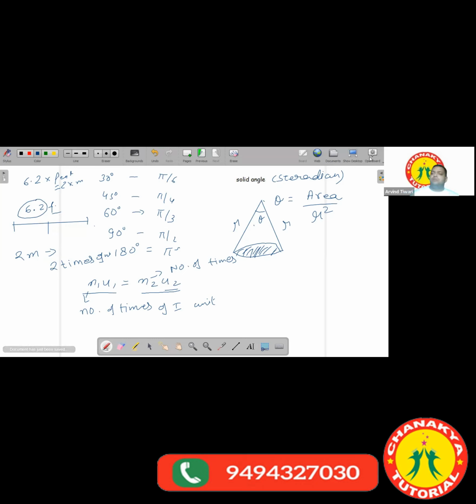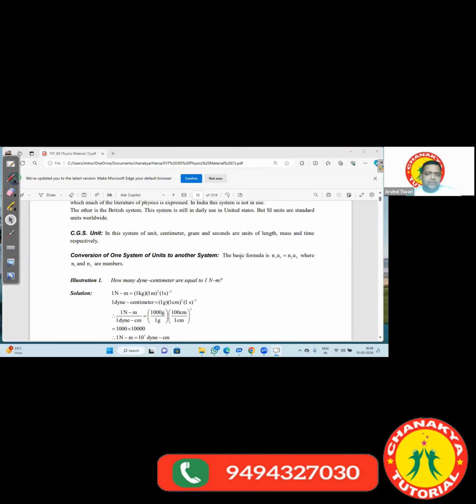So let us try to convert this with one of the examples, and let's see if you are able to convert this. Here you are given a question. You can observe: how many dyne centimeter are equal to 1 Newton meter. So you have to find out how many dyne centimeter are equal to 1 Newton meter. This is the question.